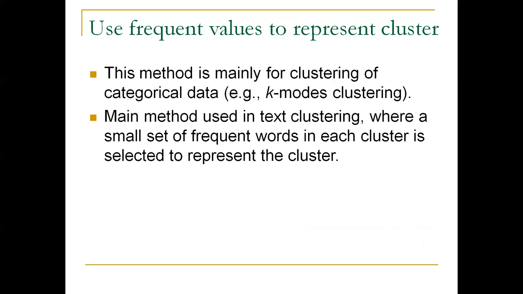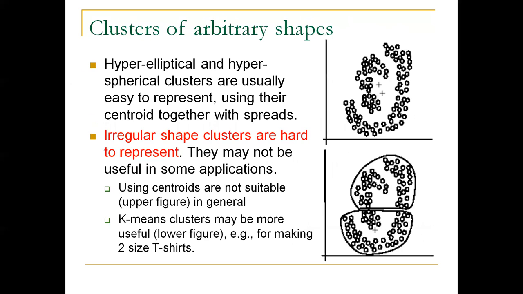Another representation model is to use frequent values to represent the cluster. This method is mainly used for clustering of categorical data. Examples of categorical data clustering are K-modes clustering and the main method used in text clustering, where a small set of frequent words in each cluster is selected to represent the cluster.